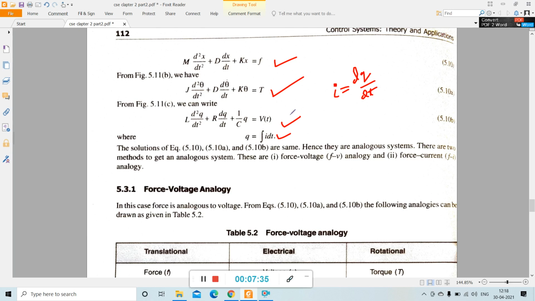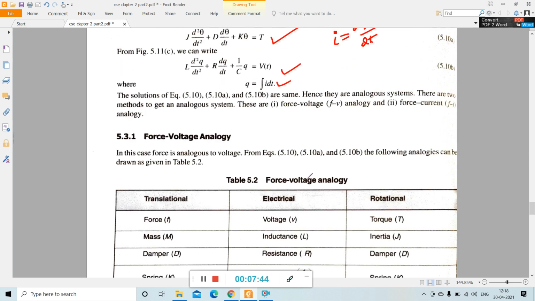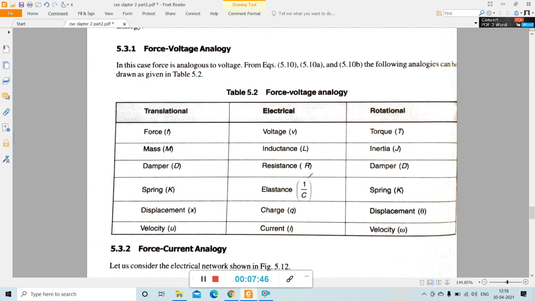Okay, so hence these three systems are analogous systems. There are two methods to get an analogous system. One is the force voltage analogy, another one is the force current analogy. So the first one is the force voltage analogy. Here this table represents the force voltage analogy.